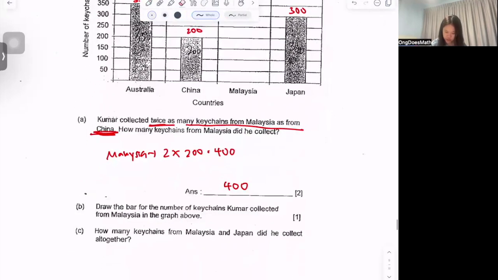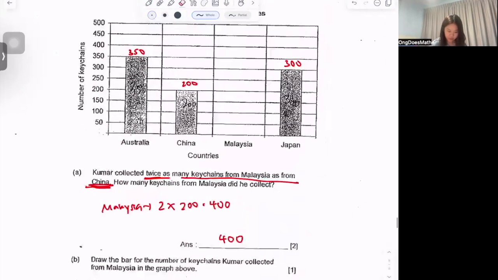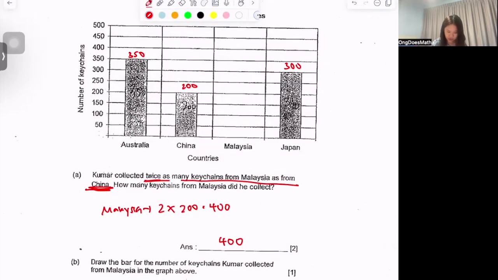Part B, draw the bar for the number of keychains Kumar collected from Malaysia. So for Malaysia, we found in part A it is 400. So let's trace, then just draw 2 lines down. So this is Malaysia. Cool.